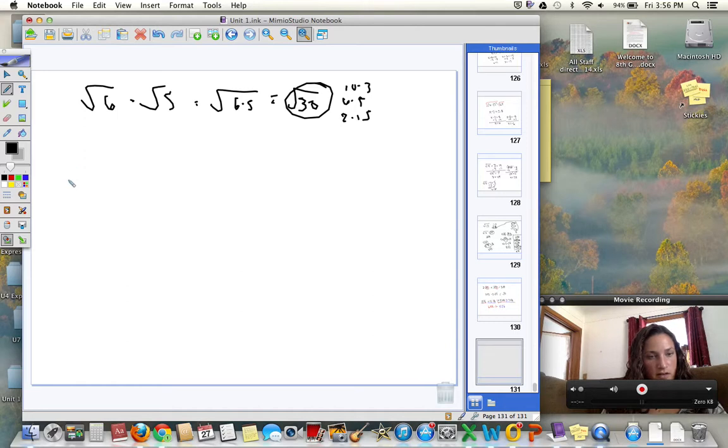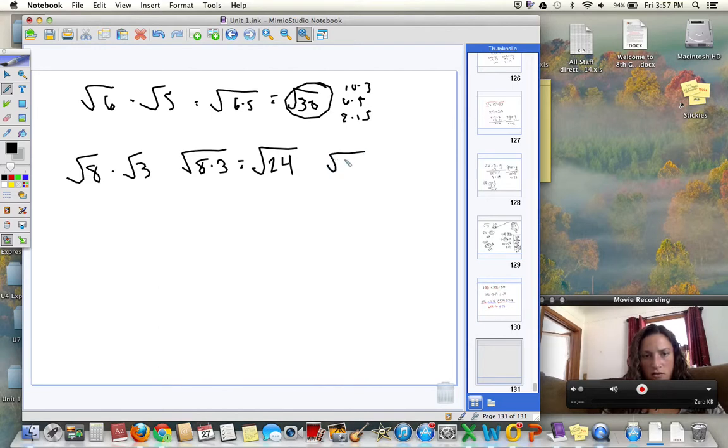What else do I have here? Square root of 8 times square root of 3. So right away, if you wanted to, you can do 8 times 3, which equals 24. But then I can think, oh wait, that's also square root of 4 times the square root of 6, which is 2 root 6.